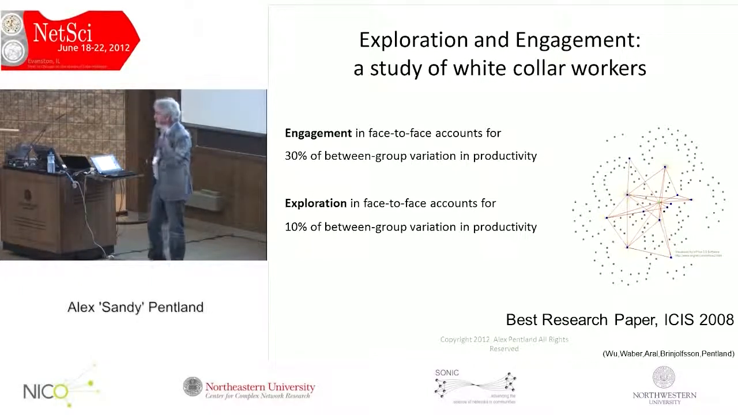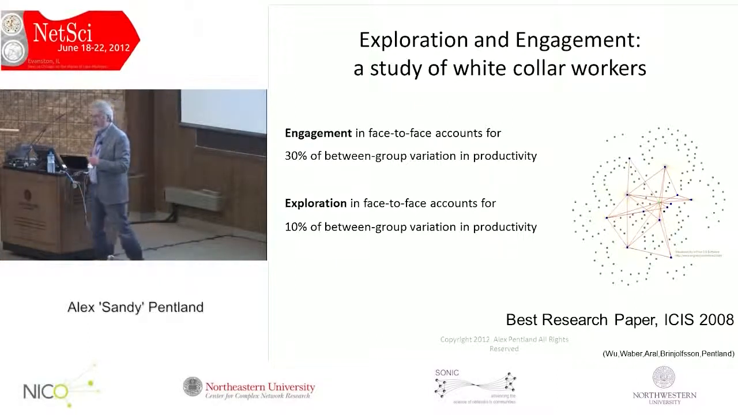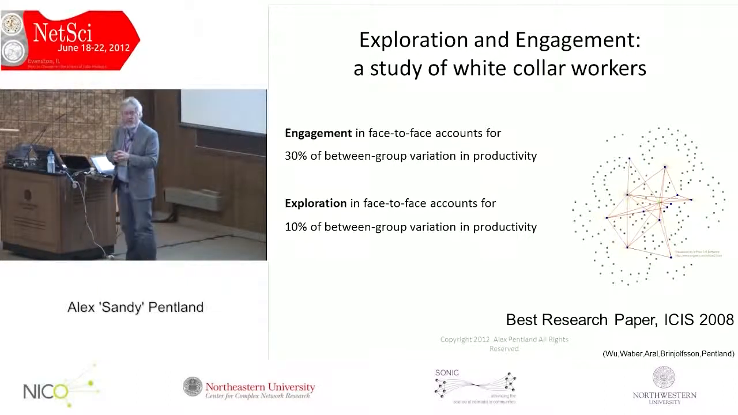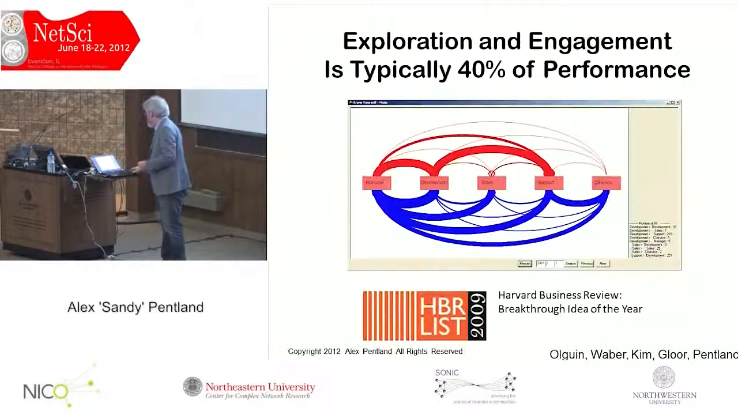And if you ask about productivity, and these are hard dollars per minute, what you find is that about 30% of the variability between individuals is accounted for by this engagement measure, which is like network constraint. In other words, do the people that they talk to also talk to each other? And about 10% of it is accounted for by what we refer to as exploration, which is do they get outside of their immediate group, and how much do they do that? So that's hard dollar productivity as a function of these sorts of things.